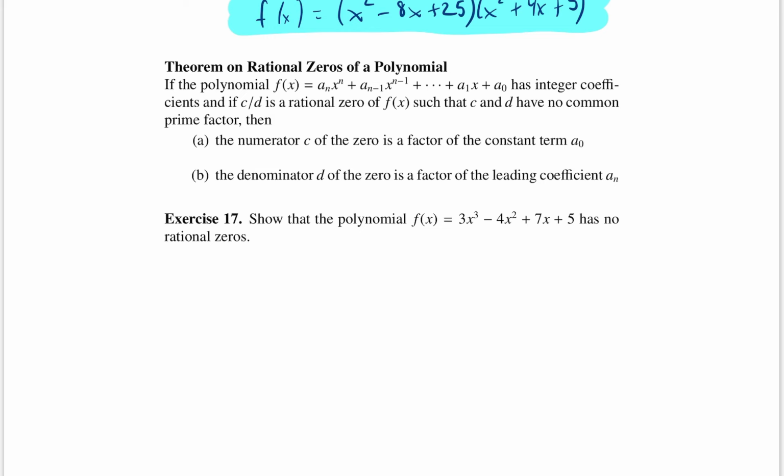The next theorem says if a polynomial has integer coefficients and if c over d is a rational zero of f of x such that c and d have no common prime factors, and the numerator c of the zero is a factor of the constant term a sub 0, and the denominator d of the zero is a factor of the leading coefficient a sub n.